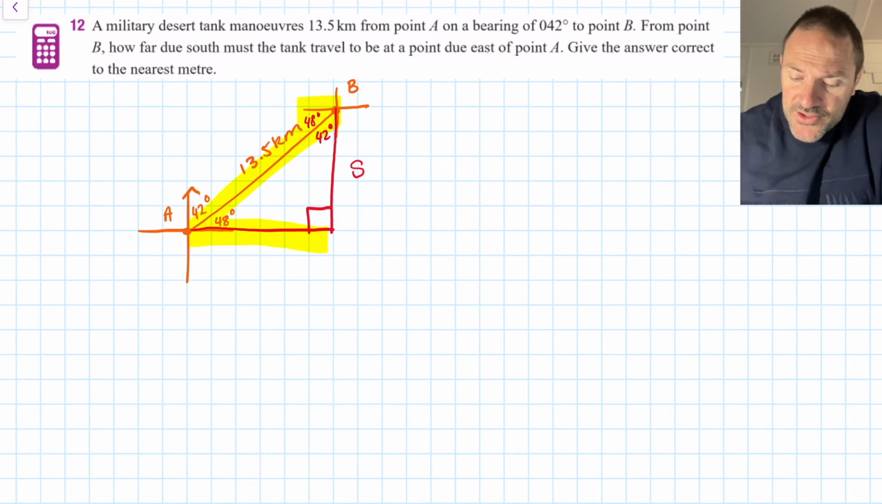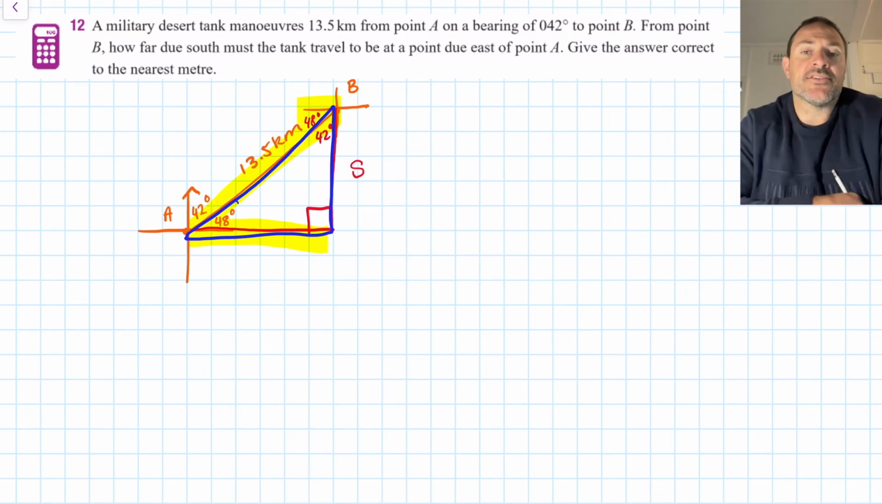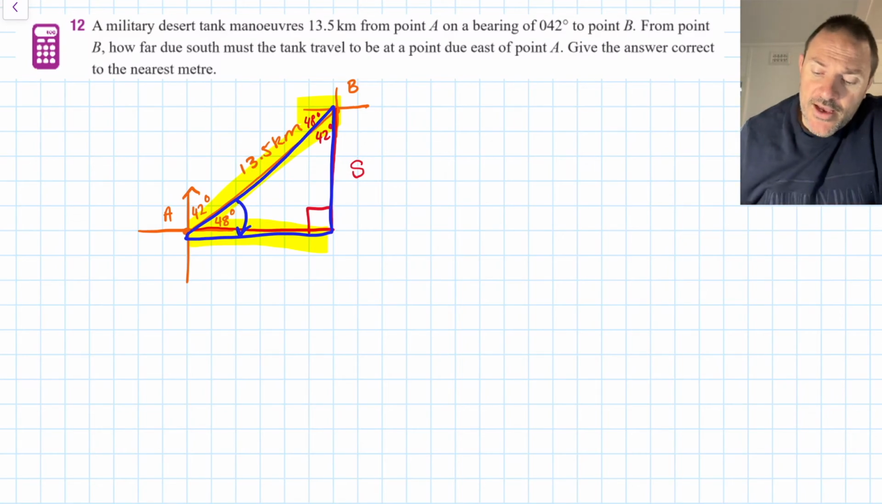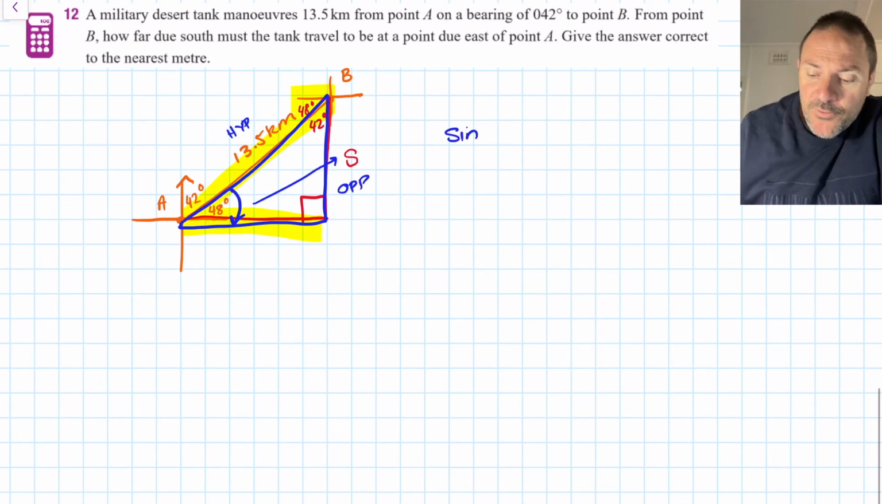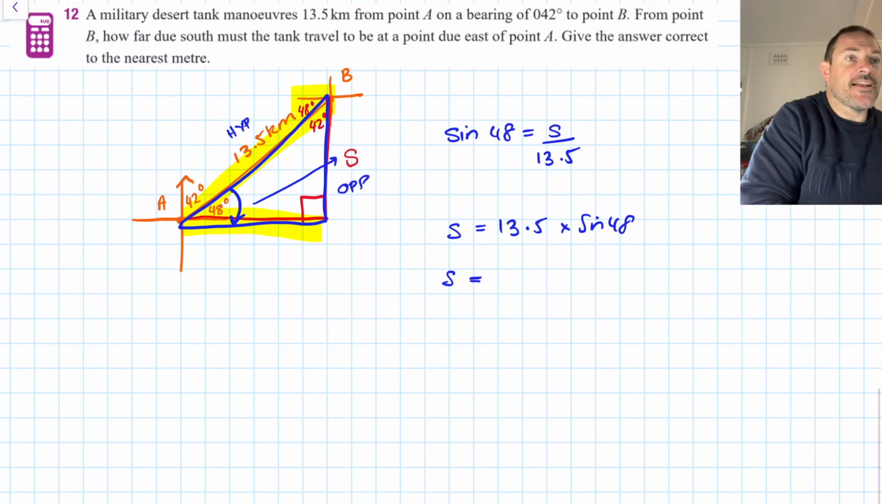I'll just draw it in blue. This is pretty much your right-angled triangle. Most of you will have the 48 inside there, which is nice and easy. You can use the 42 as well, of course, inside the triangle. I'm going to label my sides. That's my opposite side, and I've been given my hypotenuse. So in this instance, we're going to be using sine. Sine 48 equals my opposite over my hypotenuse of 13.5. It's a nice question because it's just a straight multiplication. Times sine 48, S equals, I'm going to type it into my calculator, and that's as hard as it gets.